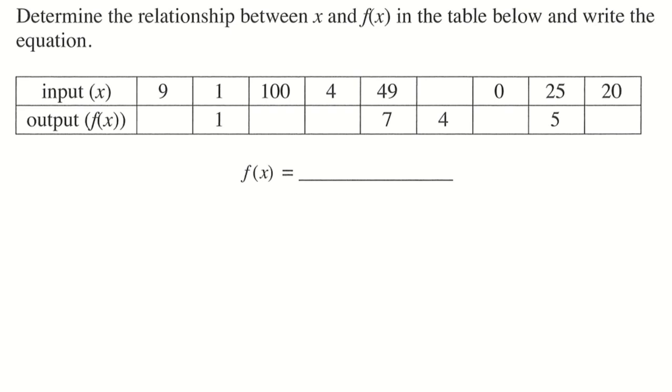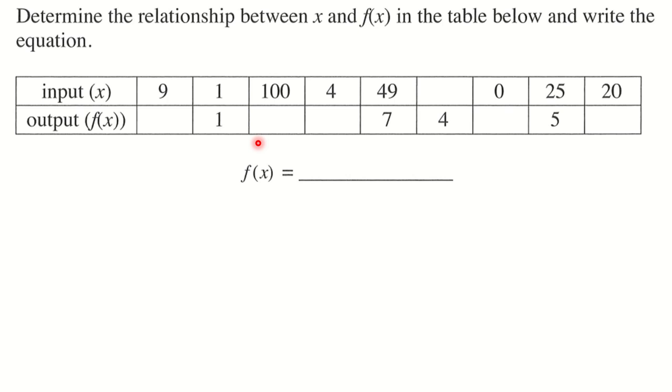Oh, there's something about these input numbers that I've noticed. So maybe you notice this too, right? There's something about this value 9. There's something about the values 1, 100, 4, 49. This is blank. 0, 25, and 20. And you can see there's some instances where we're given both values. I can see that if I put in 49, it becomes 7. I can also see if I put in 25, it becomes 5. If I put in 1, it becomes 1.